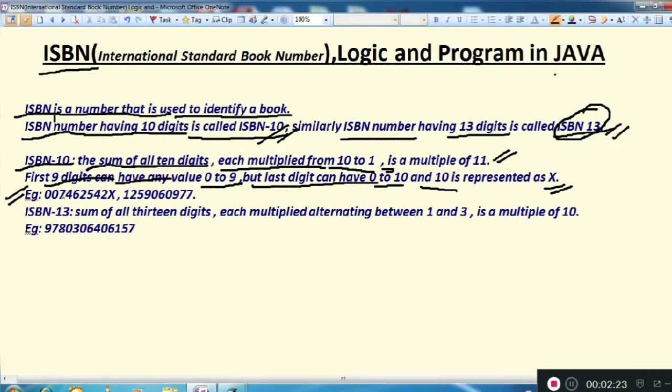Here these are the examples. See here we have 10 digits, 0 0 7 4 2 6 2 5 4, and then X. So what is this X representing here? That is 10. Whenever we calculate its value, we will replace X with 10. So this is 10 digits, so this is an ISBN 10 number. Similarly, this is also an ISBN 10 number.